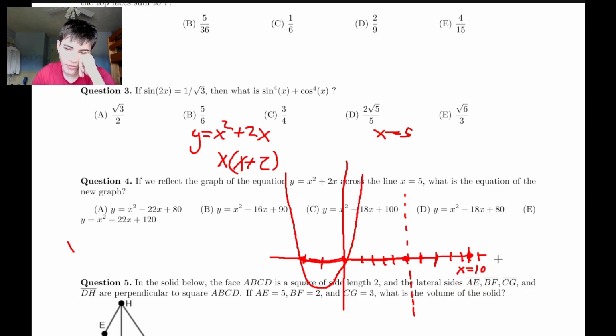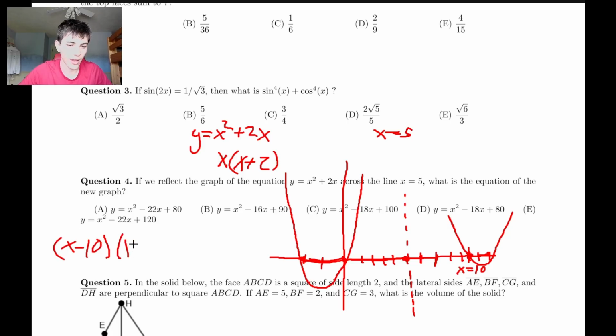So we're going to go 7 away in the other direction to get to 5 plus 7, which is 12. So our new equation is going to be over here. And this is not a very accurate diagram. I'm sorry about that. But just realize that the distances are the same. We're just reflecting it. So our new equation is x minus 10 times x minus 12.